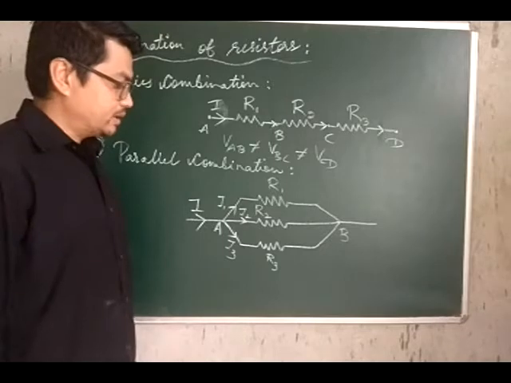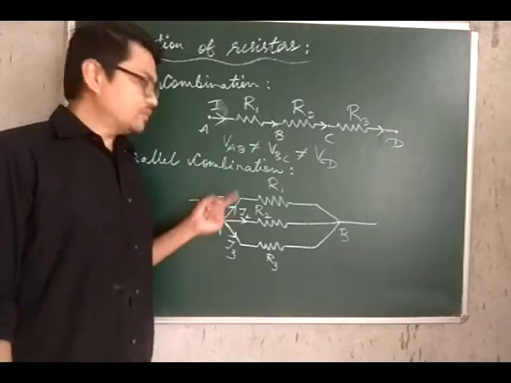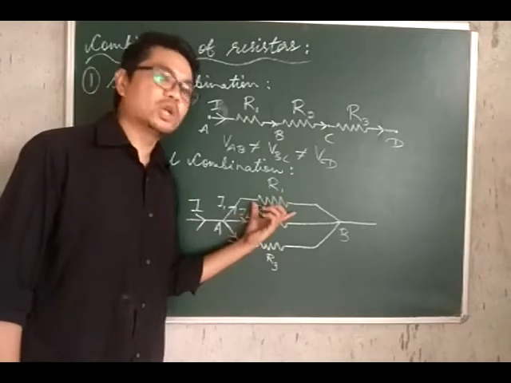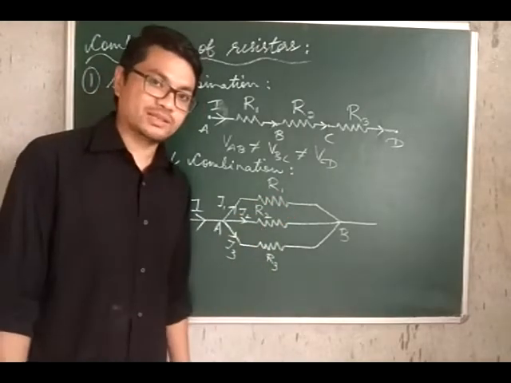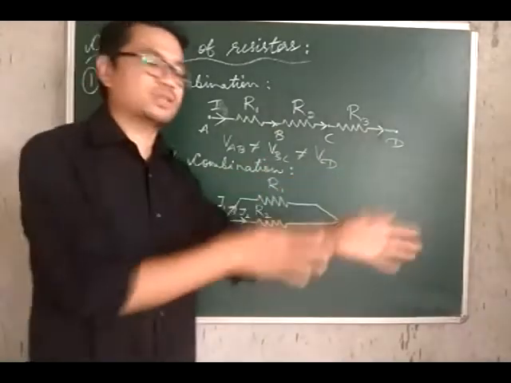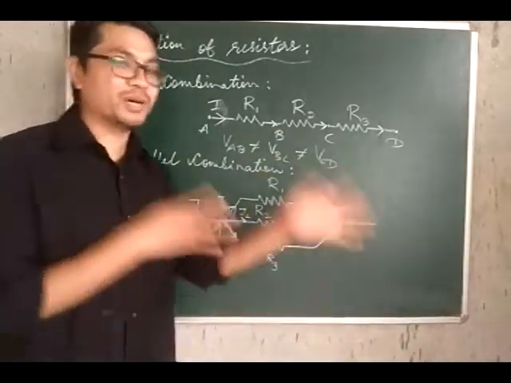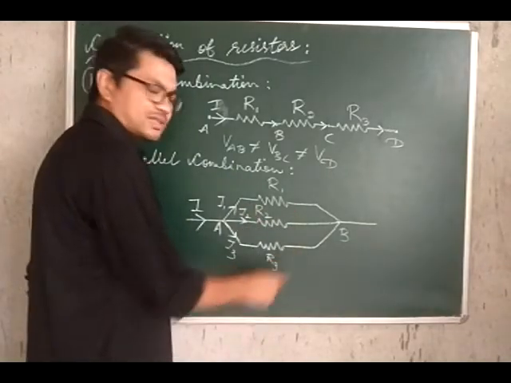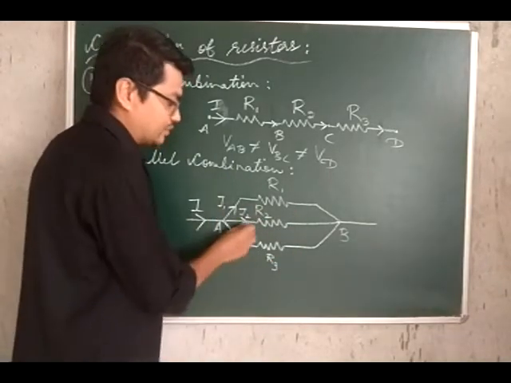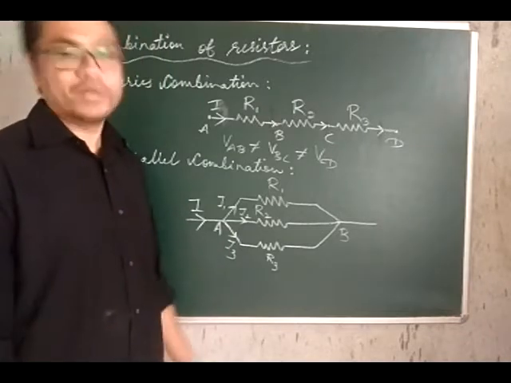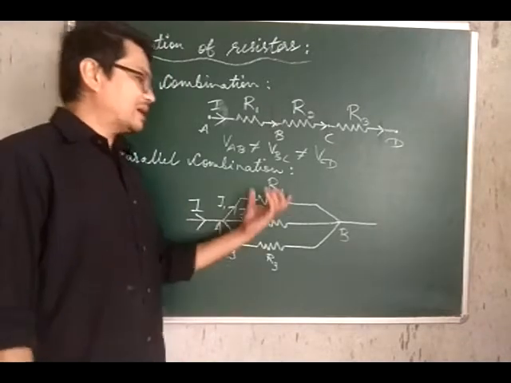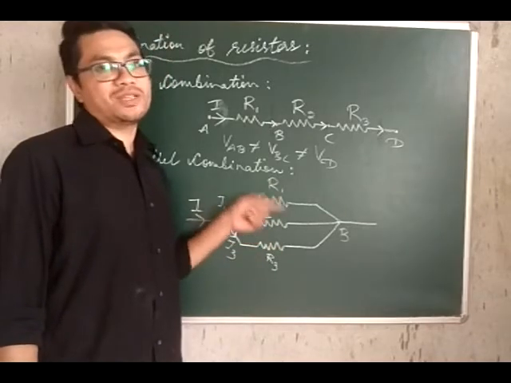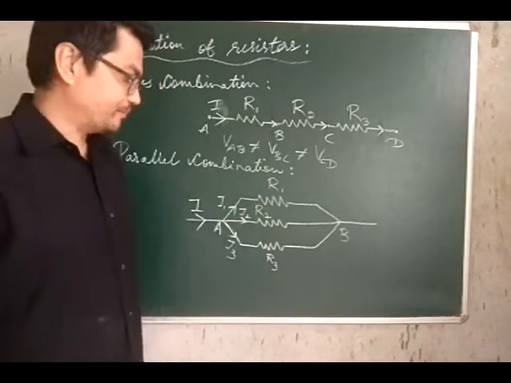Alright, now the maximum value of current will flow through that arm which has the lowest value of resistance, obviously. Current is going to choose the easiest path, or the path of least resistance. Okay, so whichever resistor has the least value of resistance, maximum value of current is going to of course flow through it. So we see in parallel combination of resistors, the value of current flowing through each of the resistors is different, it's not the same.